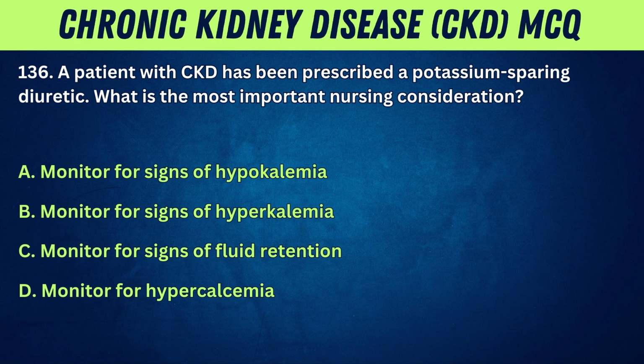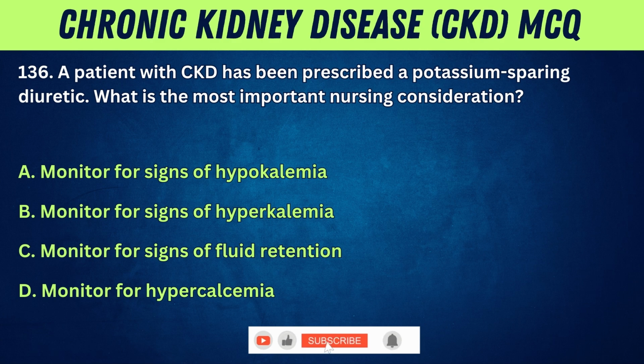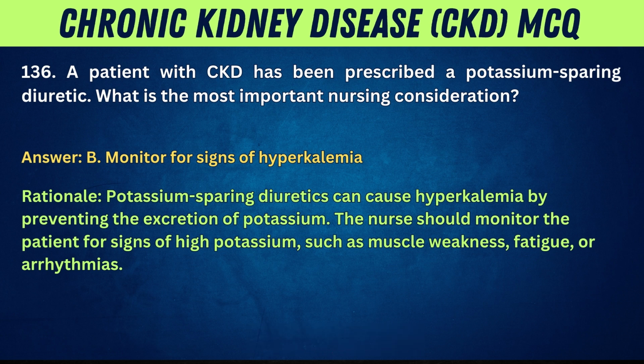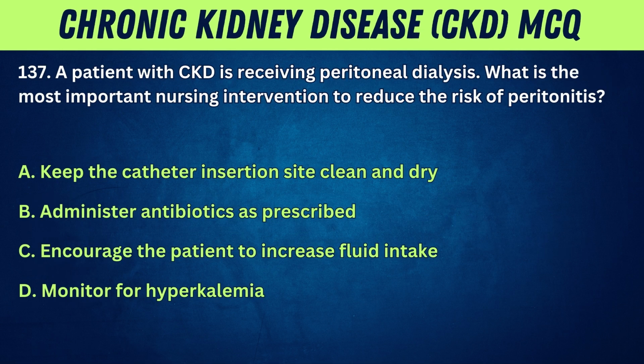136. A patient with CKD has been prescribed a potassium-sparing diuretic. What is the most important nursing consideration? A. Monitor for signs of hypokalemia. B. Monitor for signs of hyperkalemia. C. Monitor for signs of fluid retention. D. Monitor for hypercalcemia. Answer: B. Monitor for signs of hyperkalemia. Rationale: potassium-sparing diuretics can cause hyperkalemia by preventing the excretion of potassium. The nurse should monitor the patient for signs of high potassium, such as muscle weakness, fatigue, or arrhythmias.